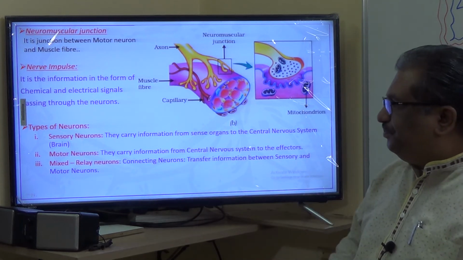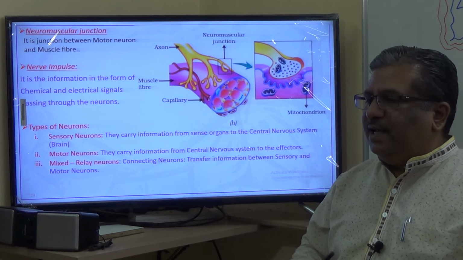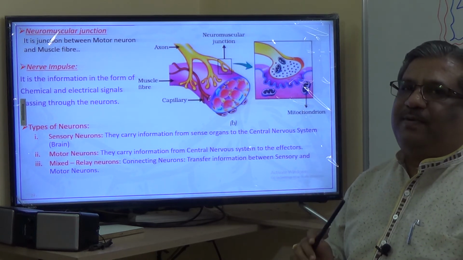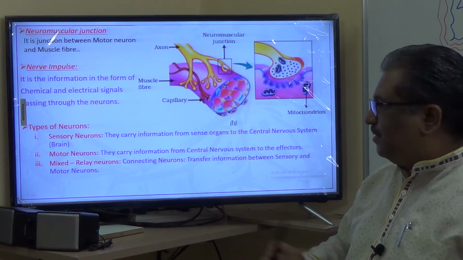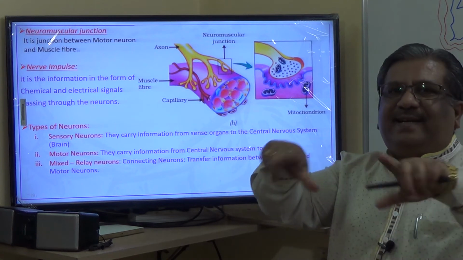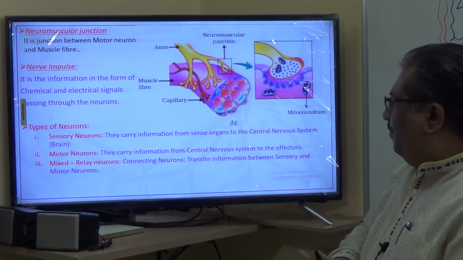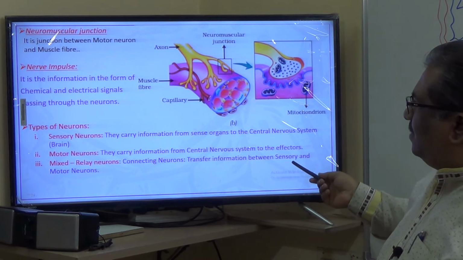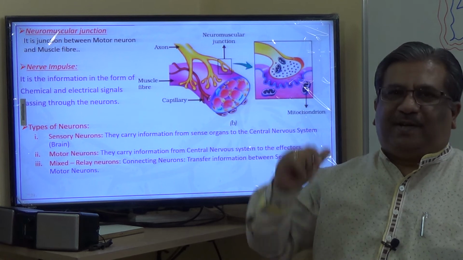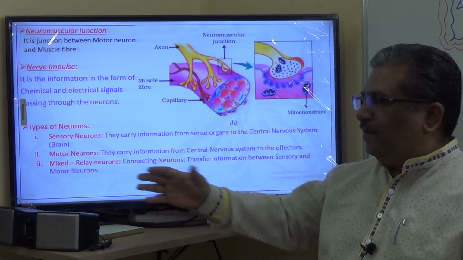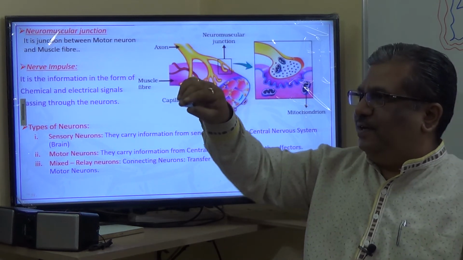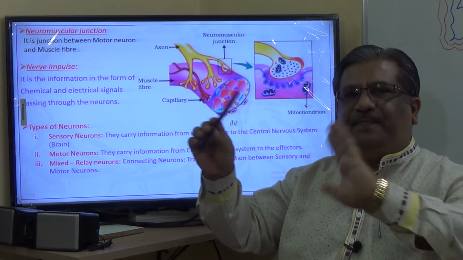Very interesting. These mixed relay neurons are present in the modulators, and those are responsible for reflex actions. Very important. These are the connecting neurons, short circuiting neurons. They transfer information between sensory neurons and motor neurons directly. The brain will not come into the picture at all. So relay neurons are a set of neurons. Understand here, one set is a sensory neuron, and another is a motor neuron.